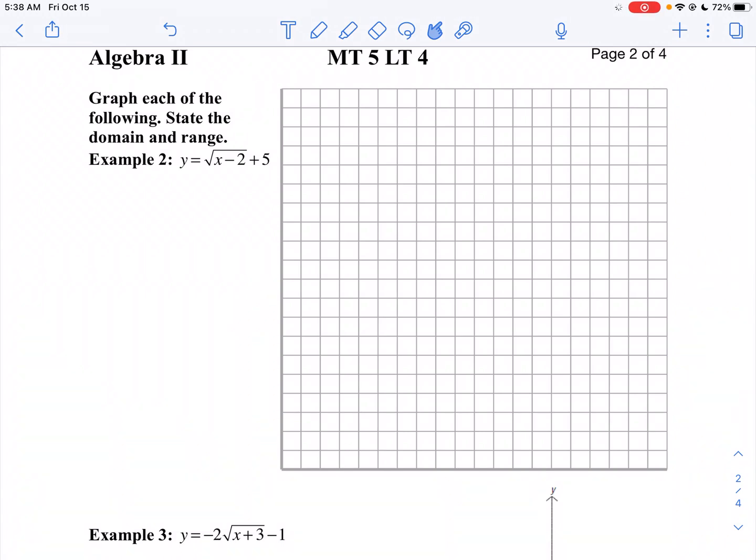We want to graph the following. And we want to state the domain and range. I notice on the first one, we have x minus 2 and plus 5. So I'm going to move my graph to the right 2 and up 5.